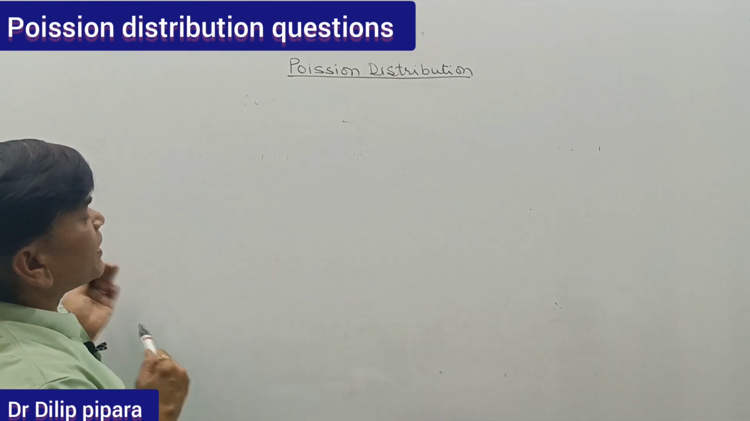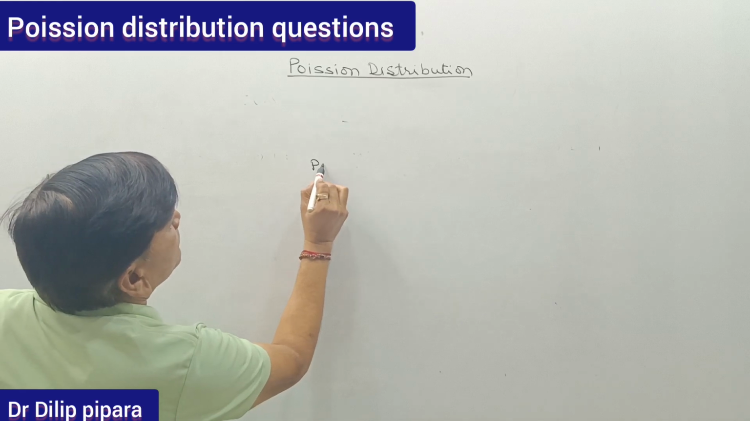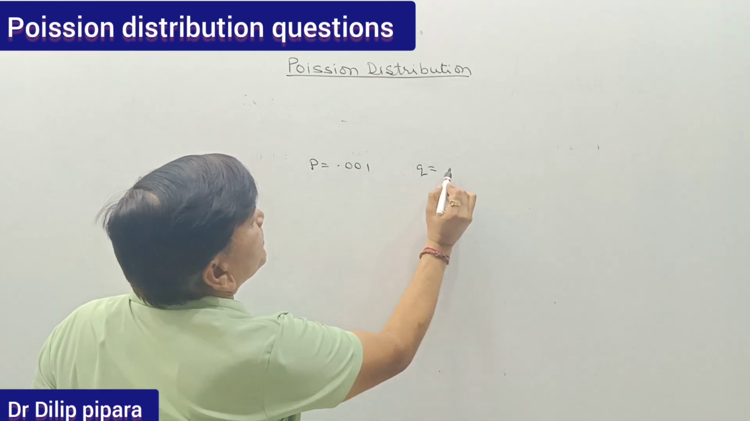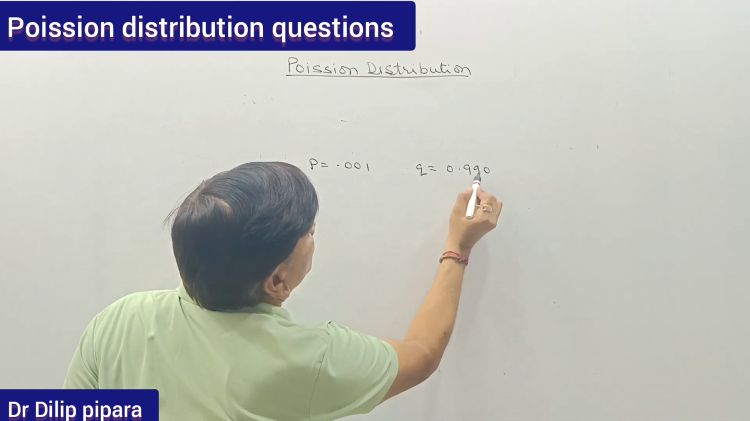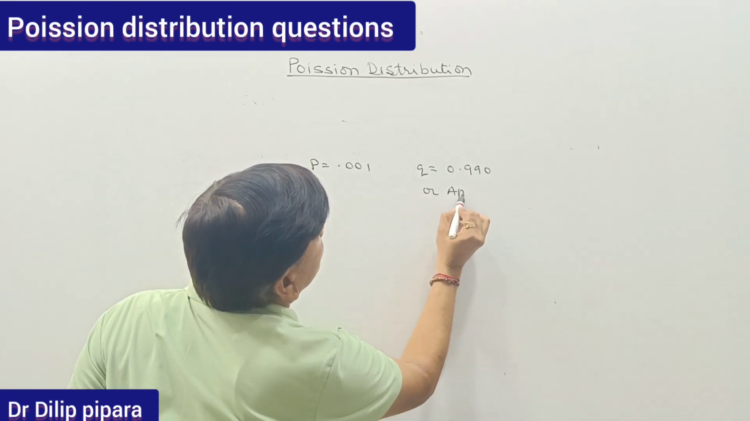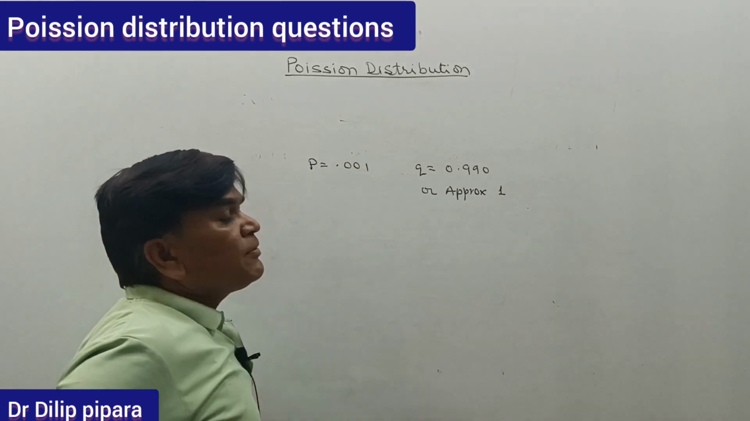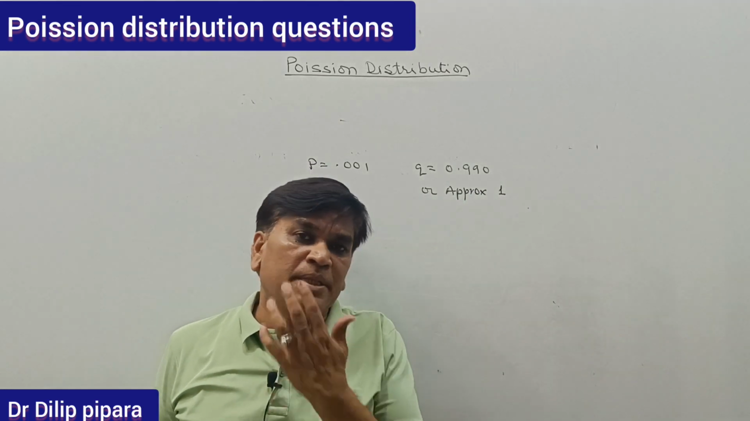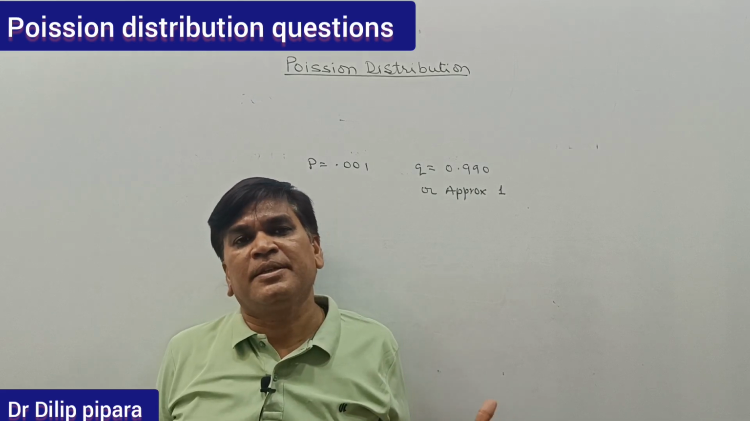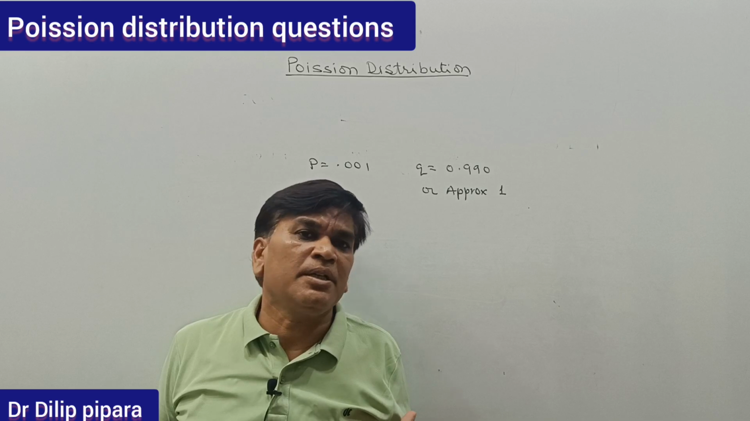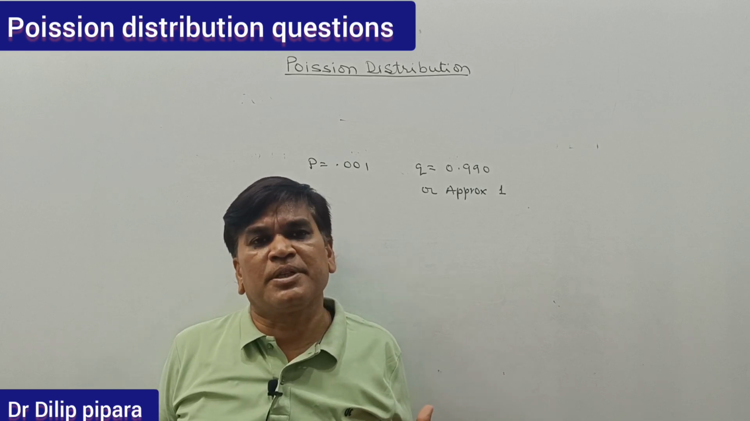Suppose the probability of an event is 0.001 and the probability of the event not happening is 0.999 or approximately 1, then we will use the Poisson distribution. In the last video we discussed this. So the Poisson distribution is a very important distribution.